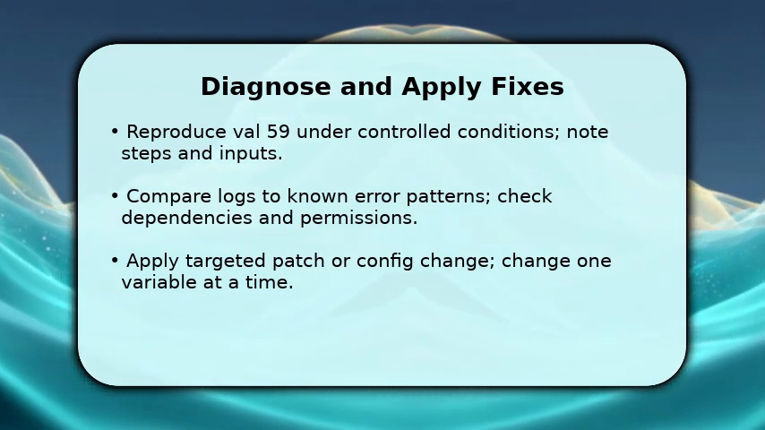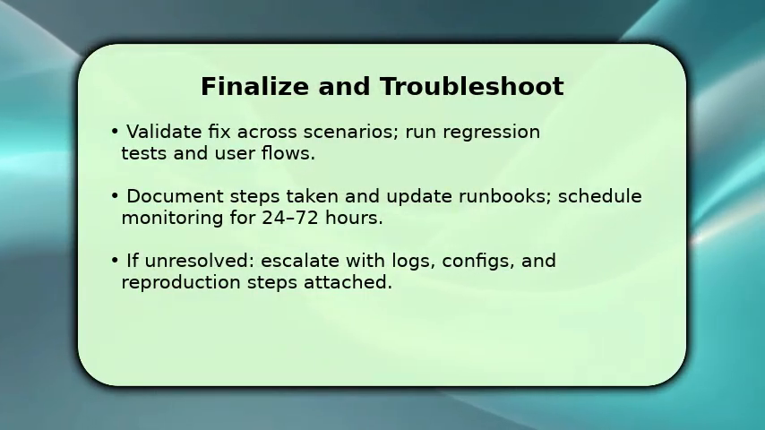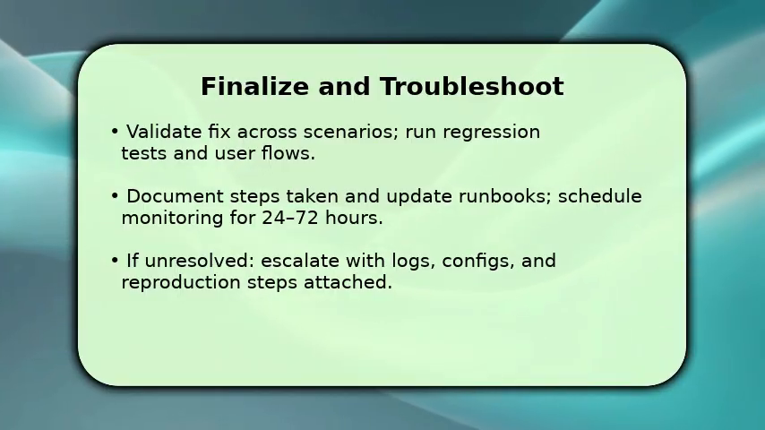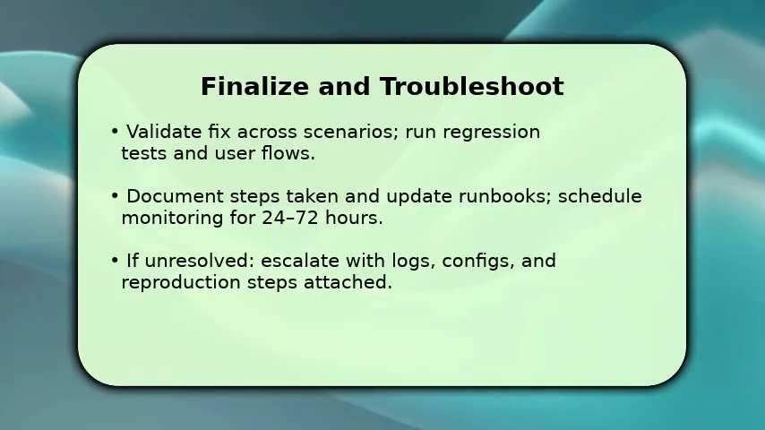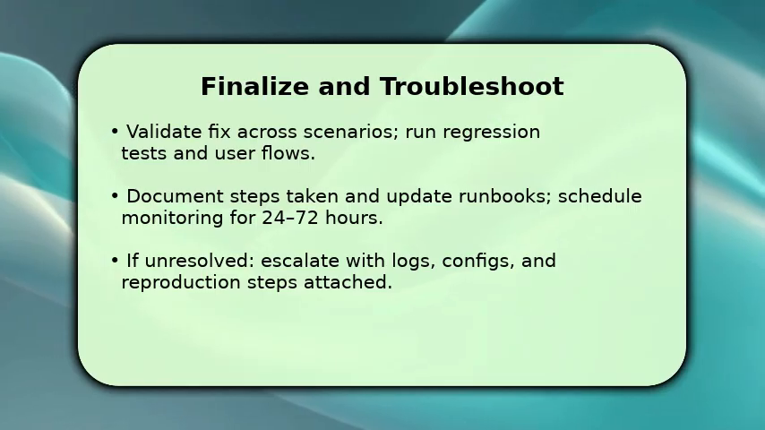You finish by validating the fix across multiple scenarios and running regression tests to ensure Val 59 doesn't resurface in other flows. Then document the exact steps you used, update runbooks, and schedule active monitoring for the next 24 to 72 hours so any recurrence is caught quickly.